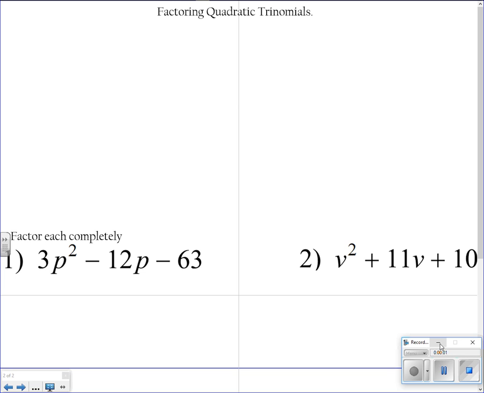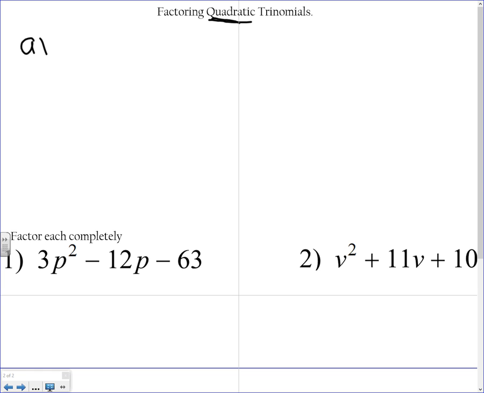Okay, in this video, I'm gonna show you how to factor quadratic trinomials. Quadratic, what that means, the highest power will be a 2. So they'll all be to the second power. And trinomial means there's 3 terms: 1, 2, 3 terms. So I want to be factoring something that looks like this.